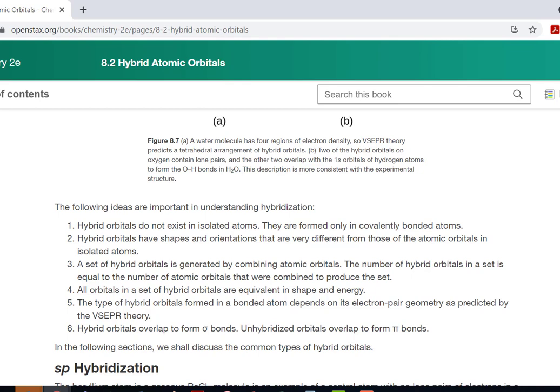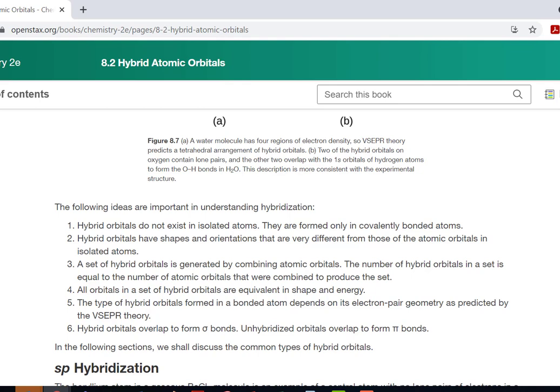When this is done, you'll get hybrid orbitals that have the same shape and energy with this new combination. You end up getting results here that are consistent with VSEPR theory in terms of predicting the geometry of the molecules that are formed.